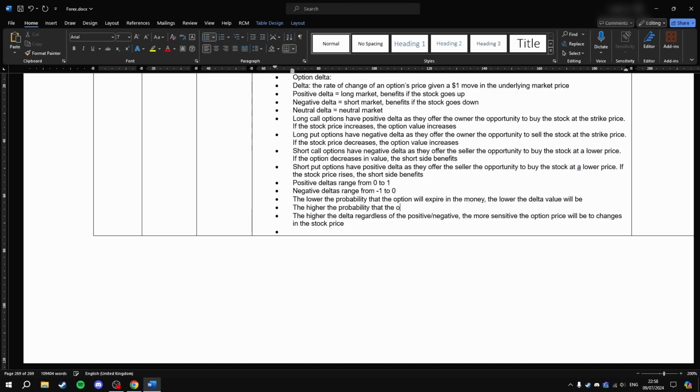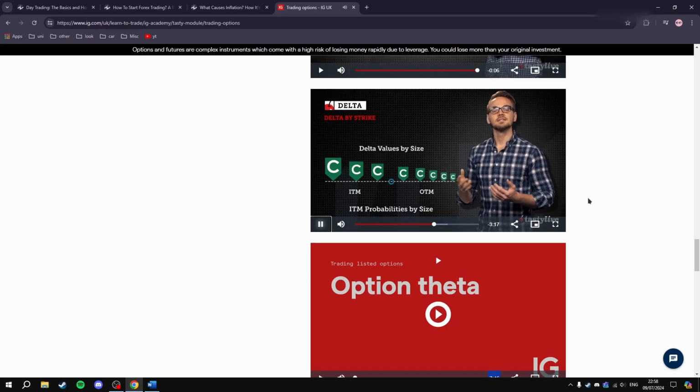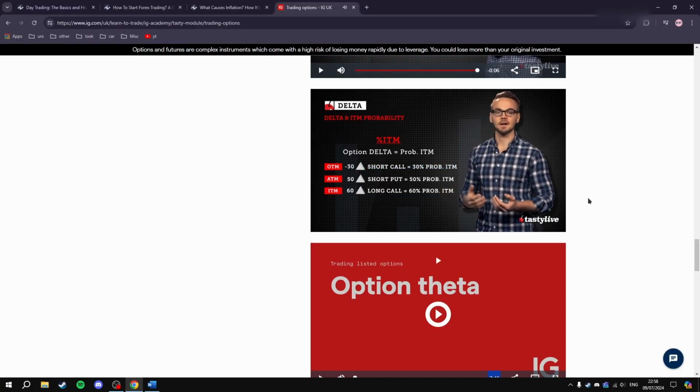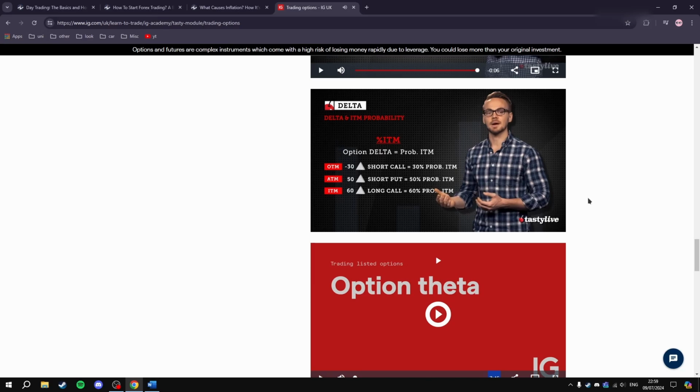The higher the probability that the option will expire in the money, the higher the delta value will be. Delta and the probability of expiring in the money are very similar numbers most of the time, so delta can be used as a back-of-the-hand tool to estimate probabilities. A short call with a delta of -30 could have a 30% probability of expiring in the money, which means it has a 70% probability of expiring out of the money at expiration.